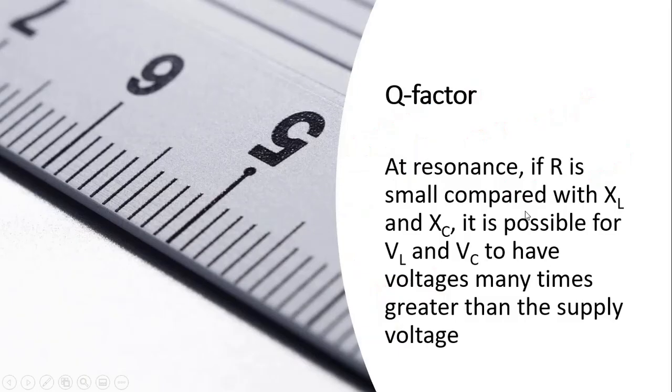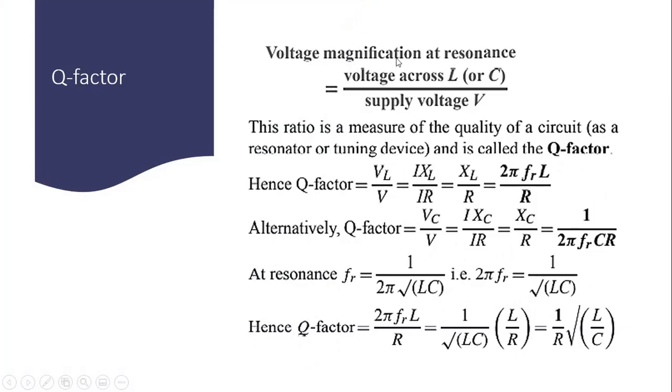So we move to the next slide. The Q factor. At resonance, if R is small compared to XL and XC, it is possible for VL and VC to have voltages many times greater than the supply voltage. So that can occur. When that occurs, we have voltage magnification at resonance, given by the voltage across L or C divided by the supply voltage.